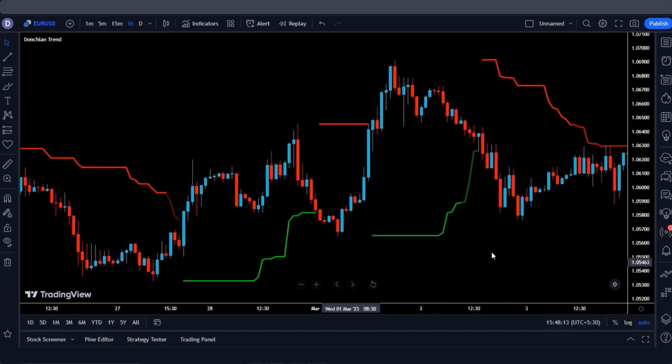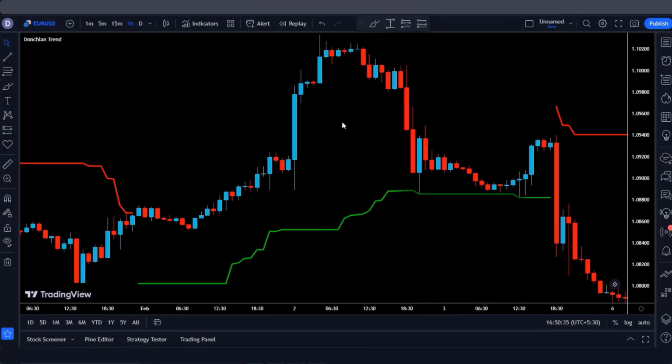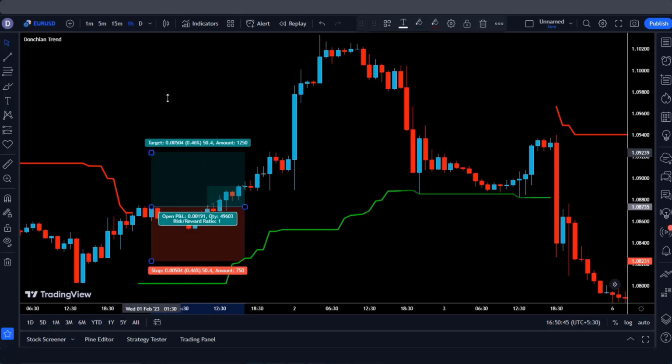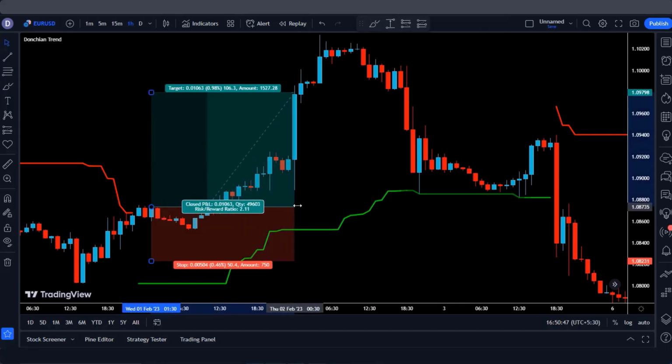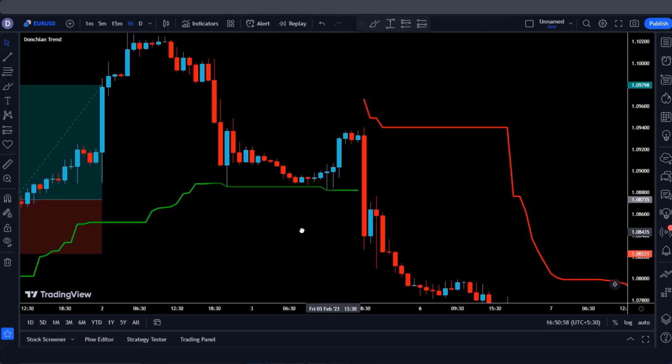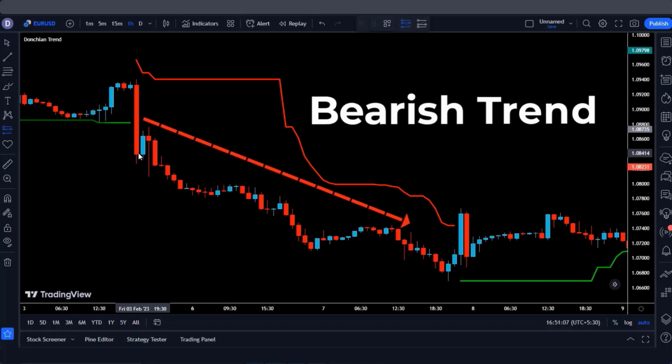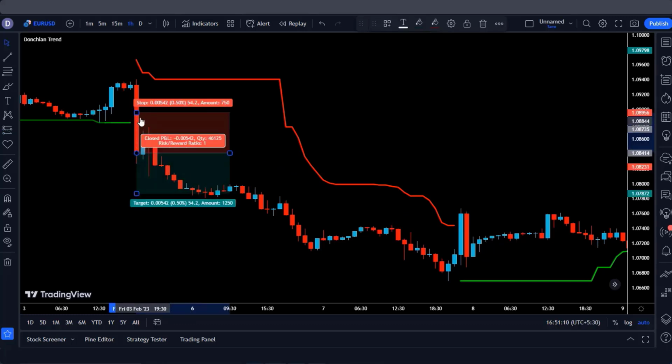filter. But how does it work? Well, when it's colored green and the price is trading above it, that is considered a bullish trend and we should be looking to take only long entries. Conversely, when it's colored red and the price is trading below it, that is considered a bearish trend and we should be looking to take only short trades.